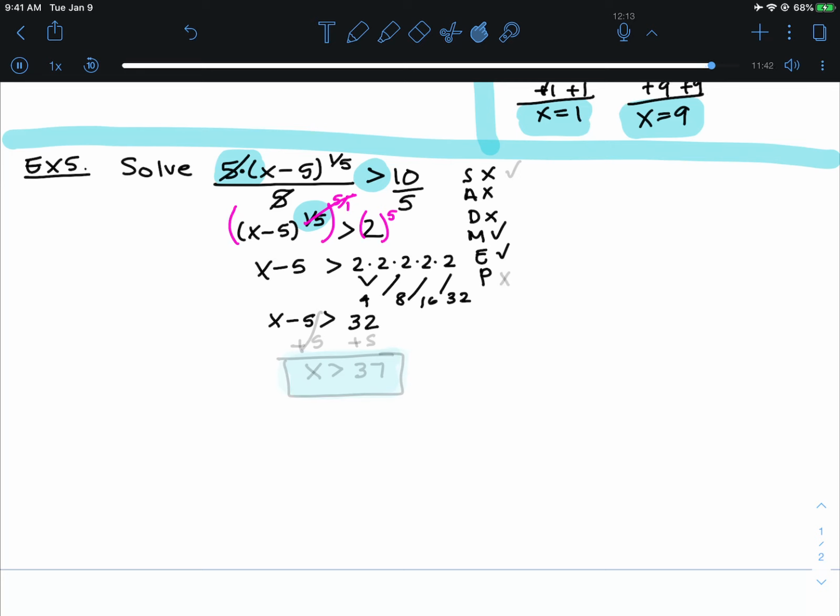Okay, so now do I have parentheses? No. Subtraction? Yes. Add the 5 to the other side. Now x has to be greater than 37. And that right there is your answer.